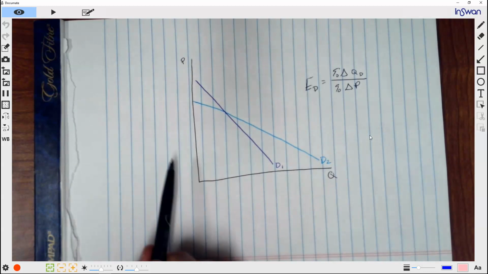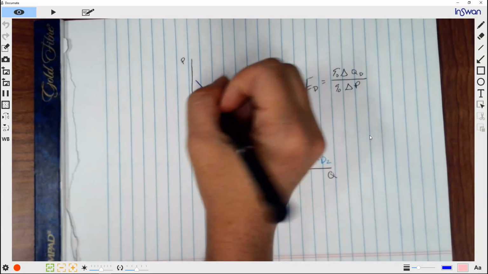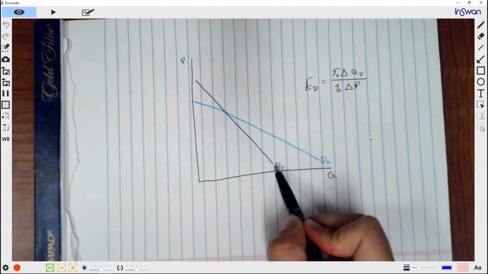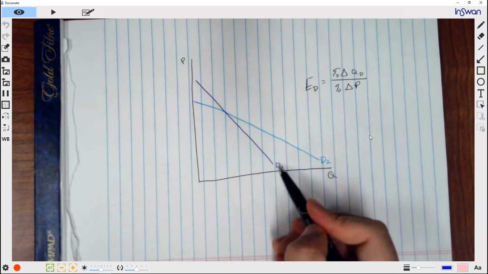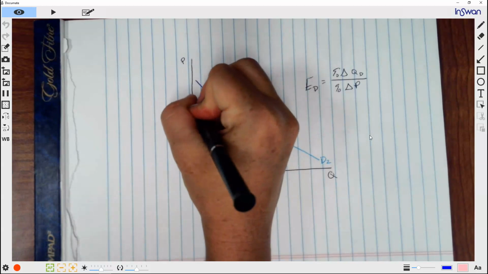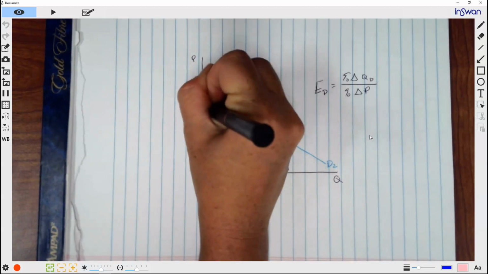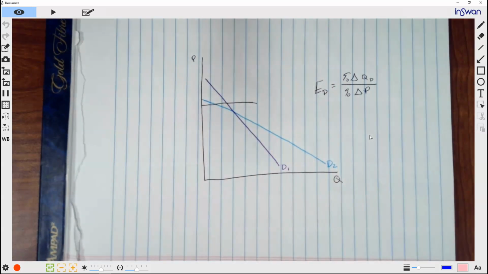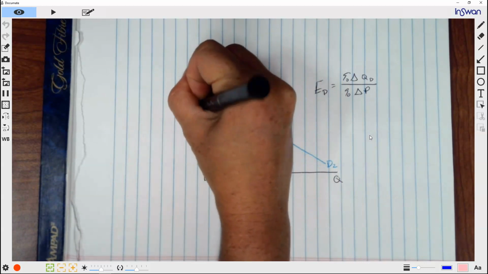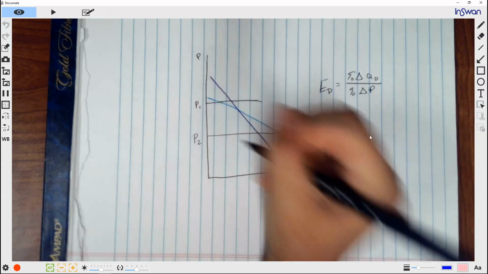So what I want us to do on this graph is to look at a price change, right? And we're going to look at exactly the same price change, and how it affects quantity demanded with the purple demand curve or with the blue demand curve. So we're going to look at a price change from here, this price, we'll call it P1, to here, this price, we'll call it P2.